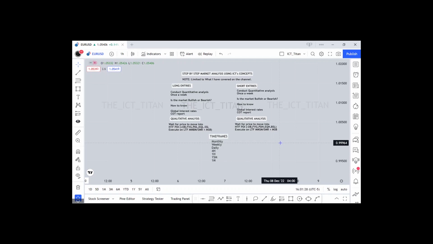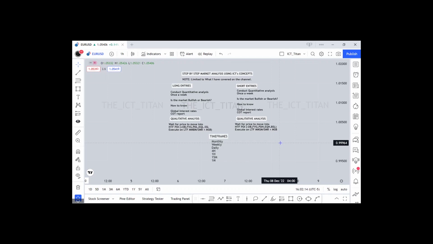While doing our qualitative analysis, we wait for the price to move into a higher time frame point of interest, like the plus OB, which means the bullish OB, fair value gap, previous day low, equal low, or sell side liquidity. Then we execute on the lower time frame, and we check for the market maker buy model, smart money reversal, and market structure break.